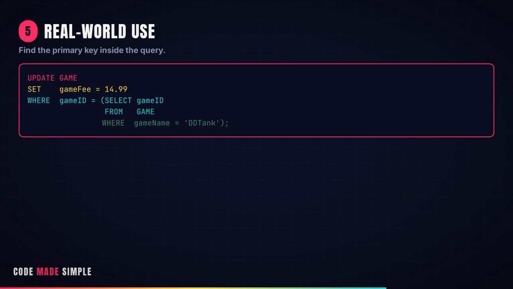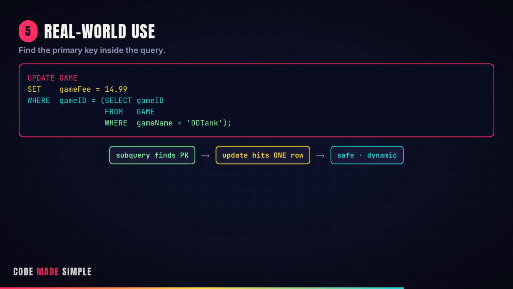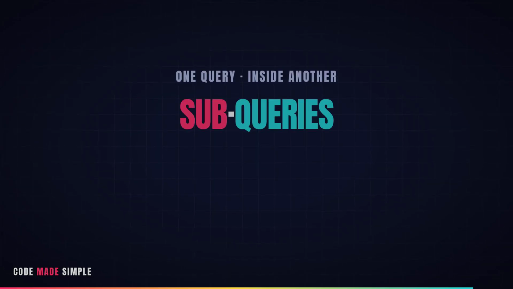Real-world use. You want to update a row, but you only know the name, not the primary key. UPDATE game SET game.fee = $14.99 WHERE game.ID = (SELECT game.ID FROM game WHERE game.name = 'DD tank'). Subquery finds the PK. Update targets it. Safe. One query inside another.